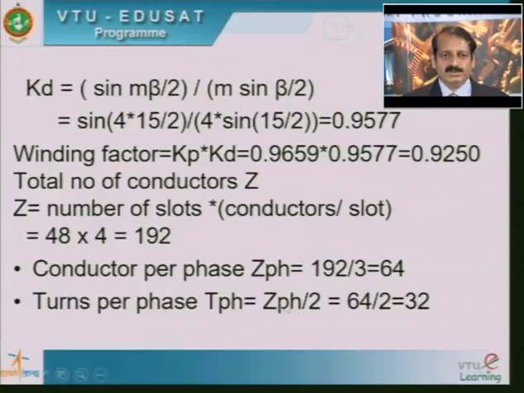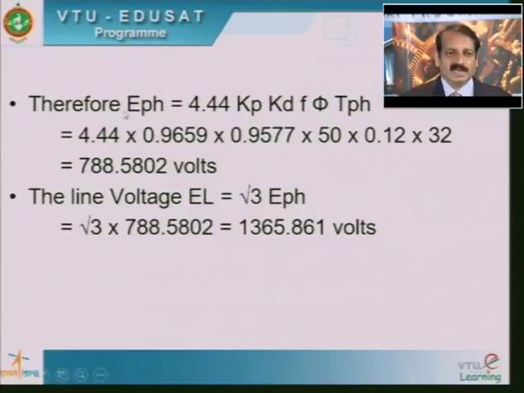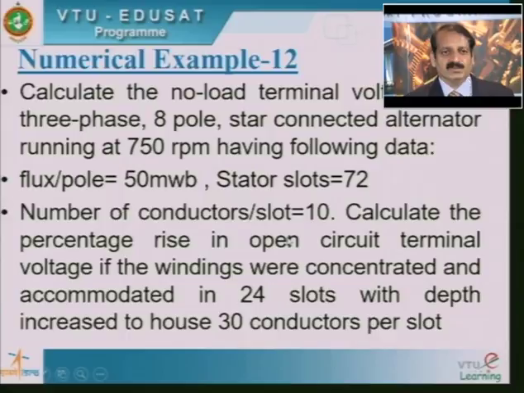Z phase by 2 will give us turns per phase 32, and we can calculate E phase as 788.58 by substituting the various data, and line voltage is calculated as root 3 times the phase voltage, that is 1365.861, and this is the last numerical we can calculate.